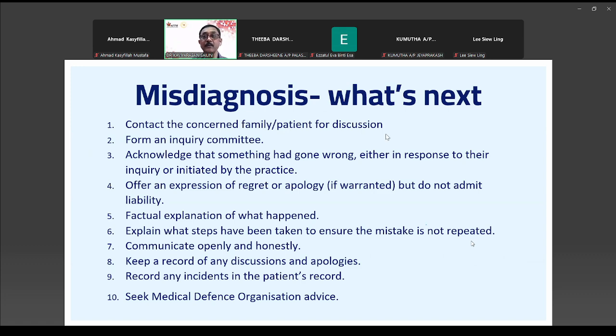Now, just a summary of what happened. What happens if you misdiagnose a patient? Contact the concerned family, form an inquiry committee, acknowledge that something had gone wrong, either in response to their inquiry or initiated by the practice, and offer an expression of regret or apology if warranted, but do not admit liability. Explain what happened. Just tell them actually what happened, and explain the steps you have taken so that this mistake will not be repeated. Communicate openly and honestly. Keep a record of any discussion and the apologies in the patient's card. Record any incidents in the patient's record and seek help from your medical defense organization. That means, as I already said, contact your indemnity company for advice.